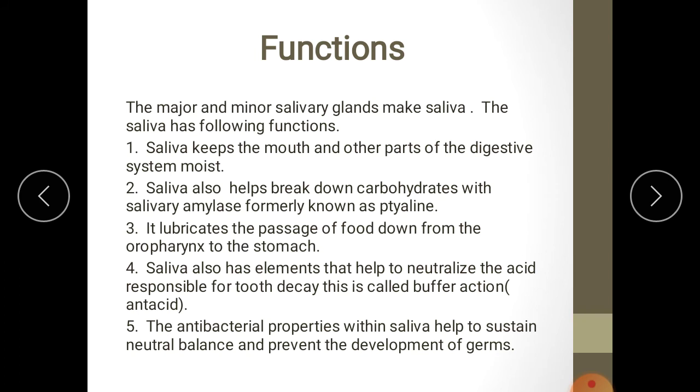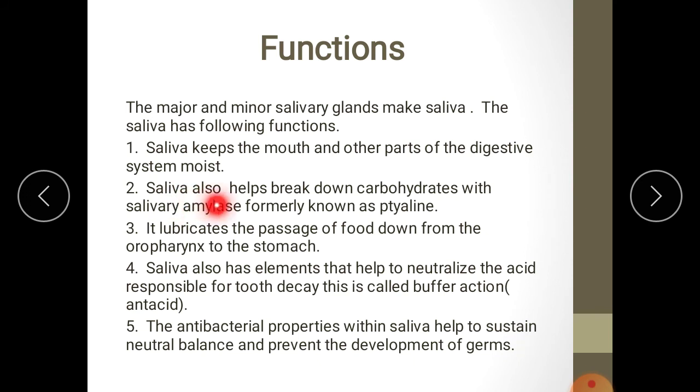Now let us discuss the functions of salivary glands. The major and minor salivary glands make saliva. So what we discussed so far is about the major salivary glands. Minor salivary glands are also there in the buccal cavity or oral cavity, right? So all the glands' secretions together are known as saliva. The saliva keeps the mouth and other parts of the digestive system moist. Our mouth and digestive system is moist because of the secretion of saliva.